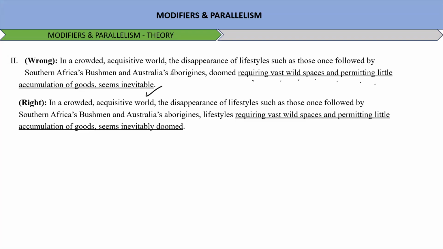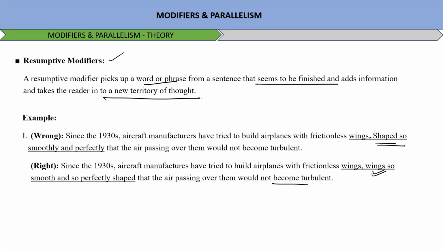Now, to make it better, can I just say that in a crowded acquisitive world, the disappearance of lifestyles such as those once followed by southern Africa's bushmen and Australia's aborigines, lifestyles requiring vast wild spaces and permitting little accumulation of goods, seems inevitable. This is a much better way of using this statement, right? So these kinds of sentences are usually resumptive modifiers, which give you a new territory of thought.